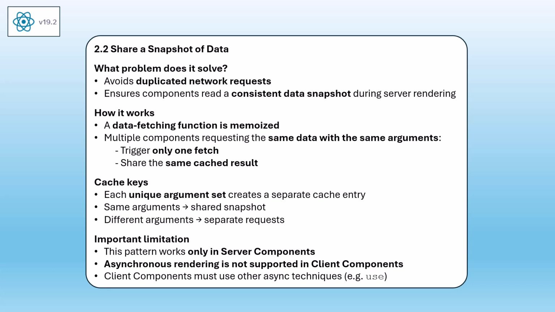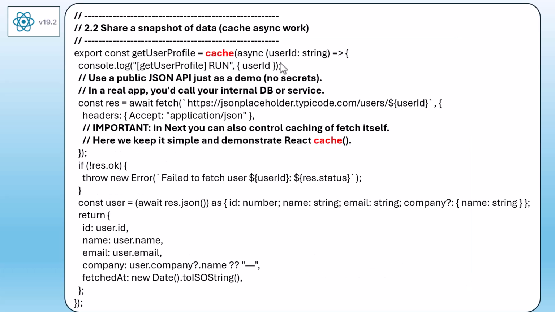2.2 Share a snapshot of data. By memoizing a data fetching function such as a network request, you allow different components to share the same snapshot of data as long as they request it using the same arguments. When two components ask for the same data, only one request is made. Both components then read from the same cached snapshot during the server render. If the components supply different arguments, then the underlying fetch occurs separately for each argument. In this scenario, each unique argument serves as a cache key.